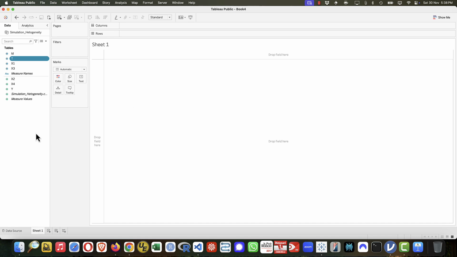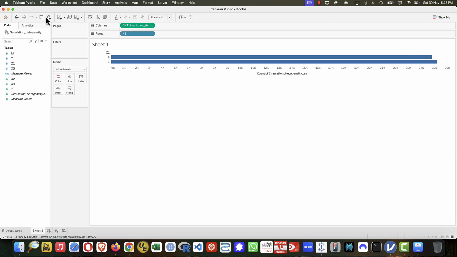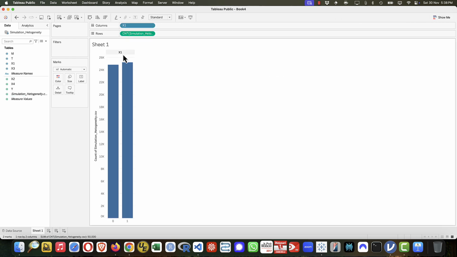Okay, so what are the things that I want to check? I want to check, let's see, what's the distribution of x1? So I'll select x1 and number of observations, and then I'm going to do a bar graph. Okay, I prefer vertical bars. So this is the distribution of x1 for all the data. People in the control group, people in the treatment group. And what I want to do is compare across the treatment. So what I'm going to do is put this here.